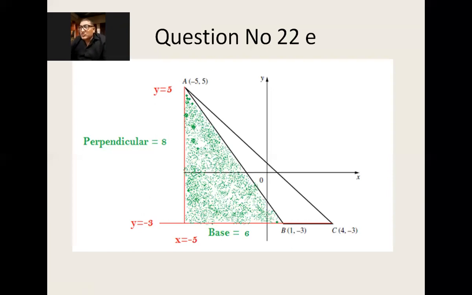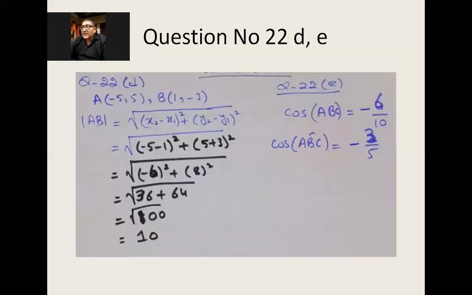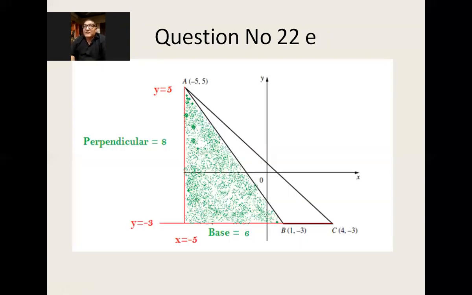So let me show you this. I have done this. So the cosine ABC will be equal to minus 6 by 10, base by hypotenuse, and that will be minus 3 by 5. So very simple. If you have understood this diagram, then you can very easily understand how we found it.